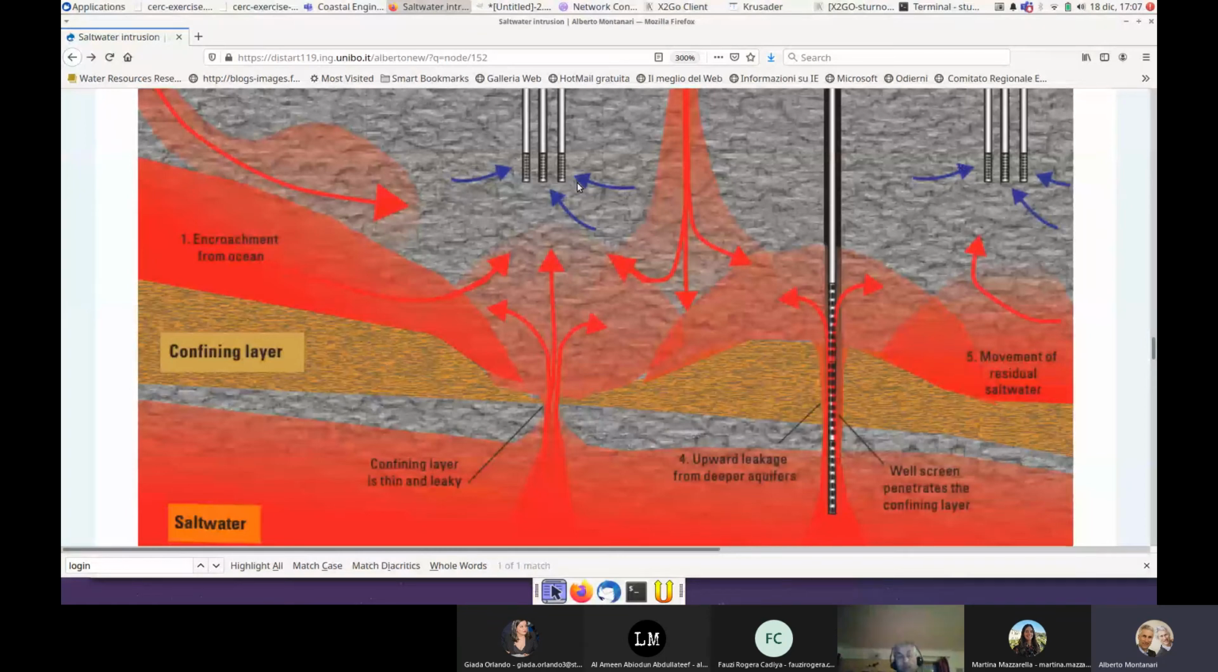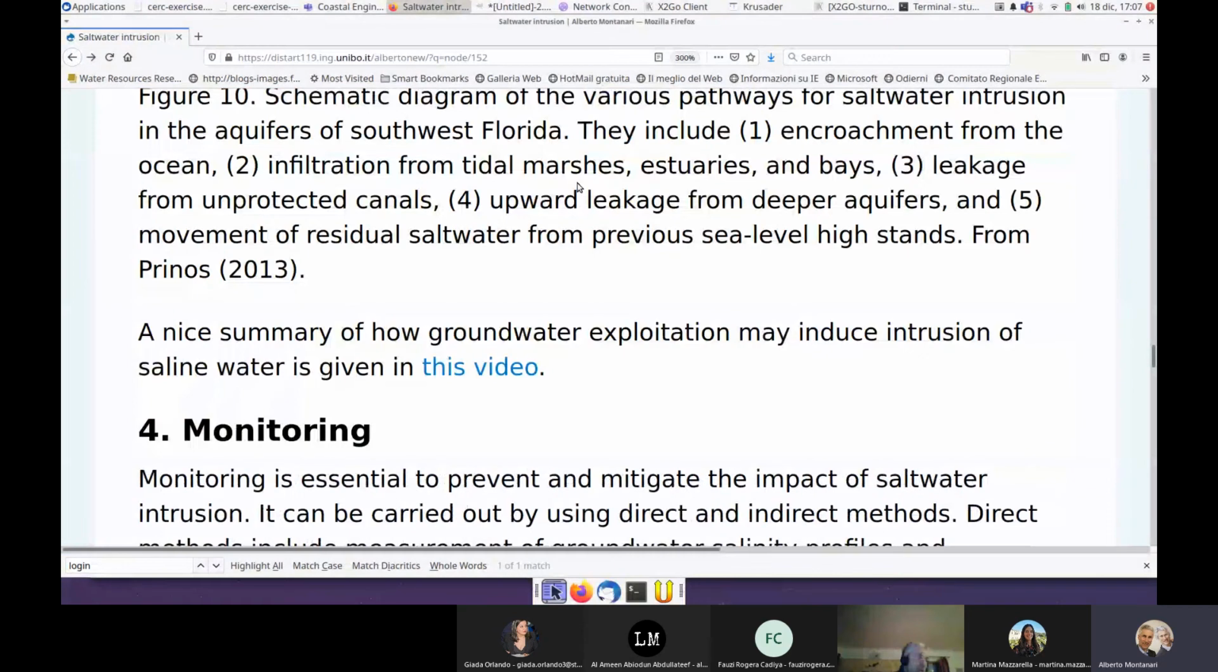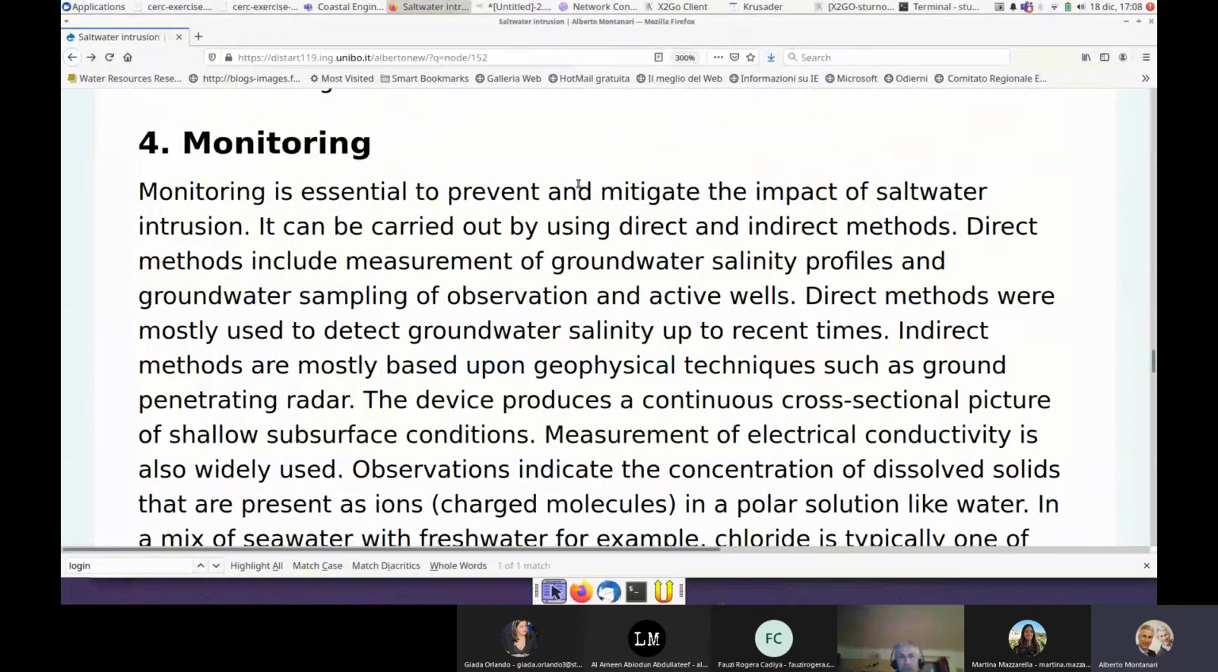Now, how can we prevent this phenomenon? How can we mitigate saltwater intrusion? One way is monitoring, and there are several monitoring programs that are running in coastal areas. Here in my lecture, there is an example: the monitoring stations in the delta of the Po River, close to Ferrara.